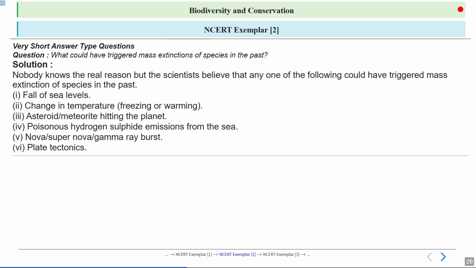The last one is plate tectonics. This is a theory that Earth's outer layer, called the lithosphere, is divided into large, rigid plates that move slowly over the softer, hotter layers beneath them, called the asthenosphere. So these plates can move apart, come together, or slide past each other, causing earthquakes, volcanic eruptions, and the formation of mountain ranges.